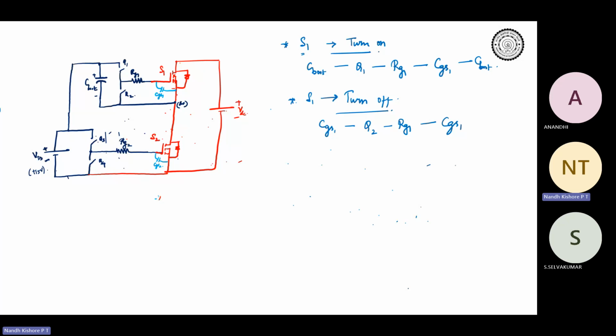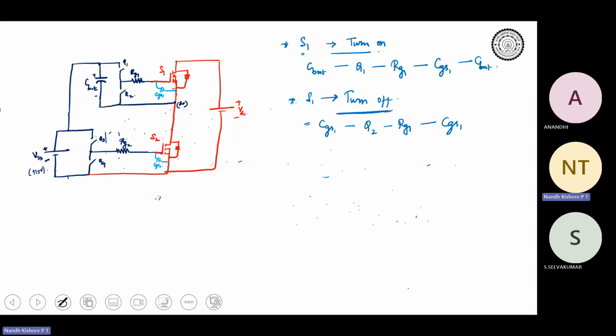So what people thought was, you can observe that when S1 is turned off, the path does not include C boot. The path is only through CGS1, Q2, RG1, CGS1. So the path does not include C boot. So what people thought was, can you tell what can be the path for C boot to charge up?